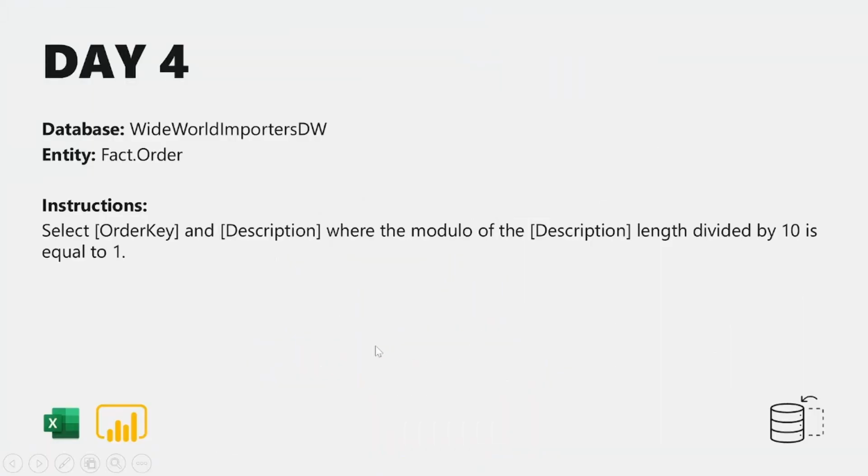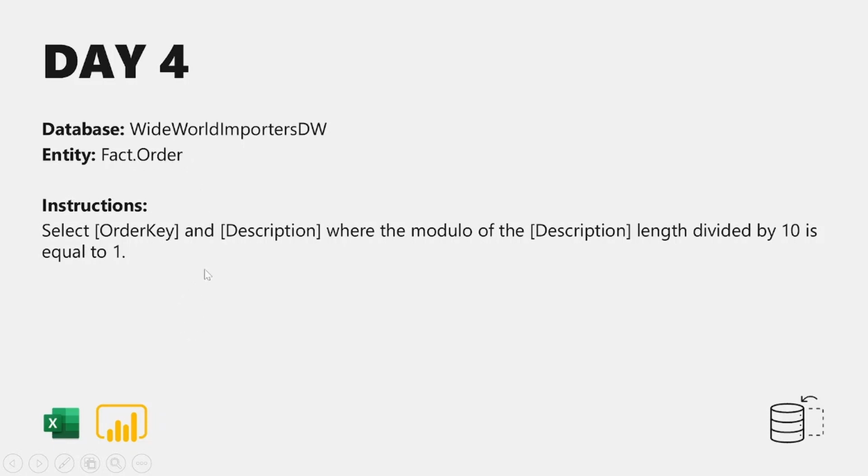And now we have to go back to our slide and know which table we're going to use. All right, we've been able to restore the database. Now we'll go back to our slide, follow the instructions and know what we have to do. So what we have to do here is to select the order key and the description where the modulo of the description length divided by 10 is equal to 1. So we're using the fact order table.